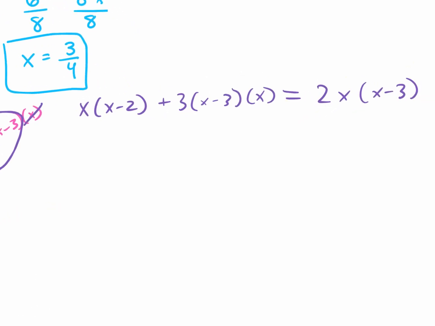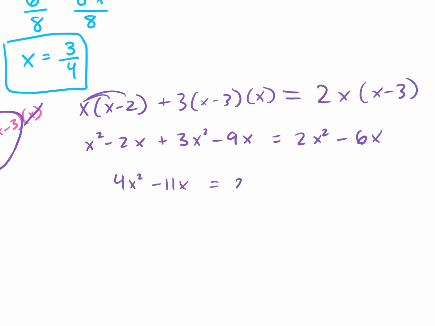All right, so now let's multiply all this out. Again, so we have x squared minus 2x plus 3x squared minus 9x is equal to 2x squared minus 6x. Now we're going to combine like terms. So I have 4x squared minus 11x is equal to 2x squared minus 6x. Got to move everything to the other side.